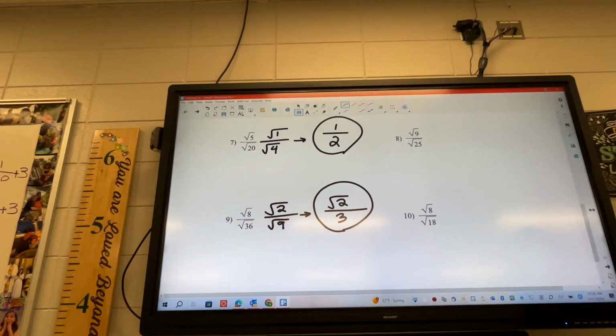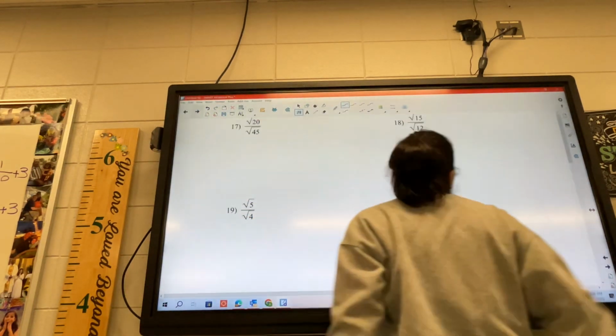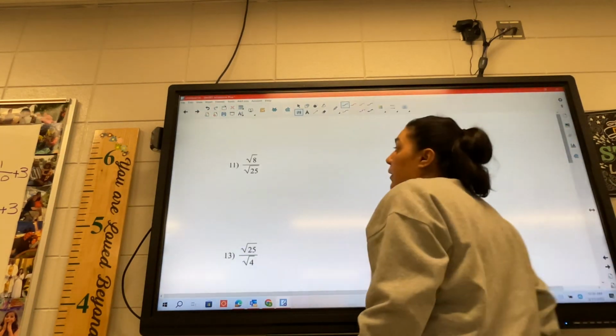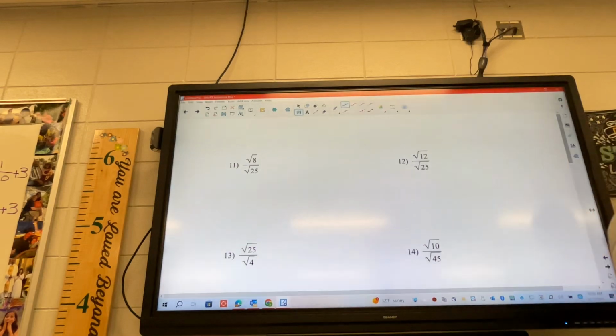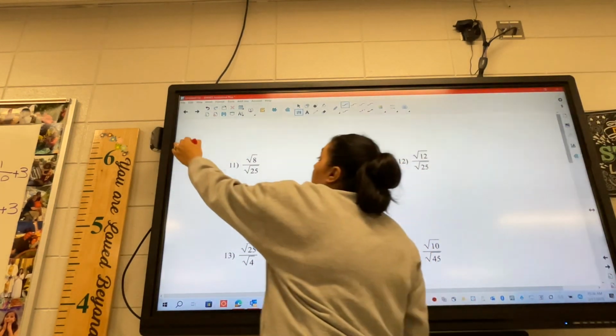Okay, flip your page. 8 over 25. Now, sometimes the fraction does not reduce. So then we have to ask ourselves, is it a 2, 3, 5, 7? So does the 8 need simplified? Yes. Okay, so I'm going to draw off to the side.